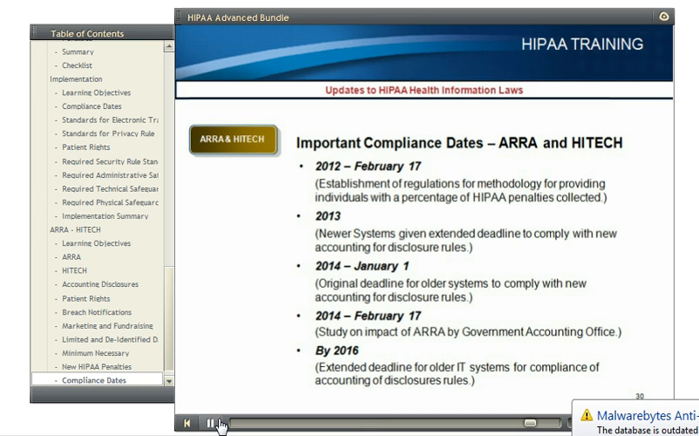2014, February 17th. Study on impact of ERA by Government Accounting Office. By 2016, extended deadline for older IT systems for compliance of accounting of disclosure rules.